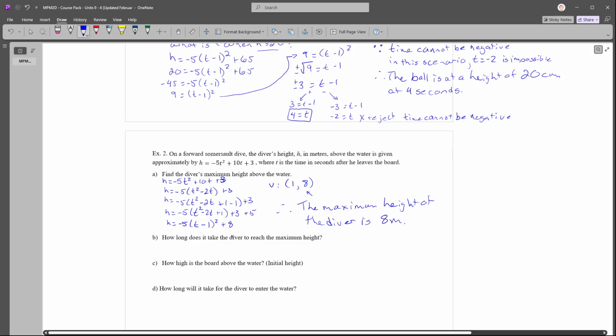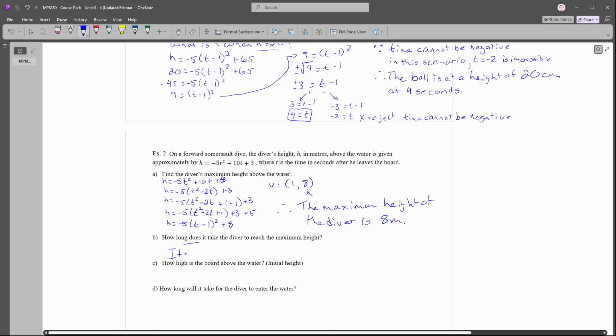All right. How long does it take the diver to reach the maximum height? Again, this is saying when we're at the maximum height, what is the time? Well, remember, the time is the other value here. This is the x component of our vertex. So we just have to look at the vertex and see this. Oh, it took 1 second. So we don't have to do any calculations or anything like that. We just have to look at it and observe in this situation. Sometimes there'll be calculations, but not in this case.